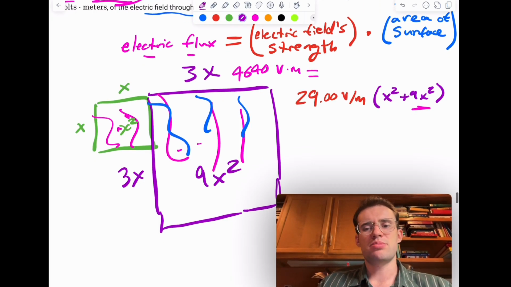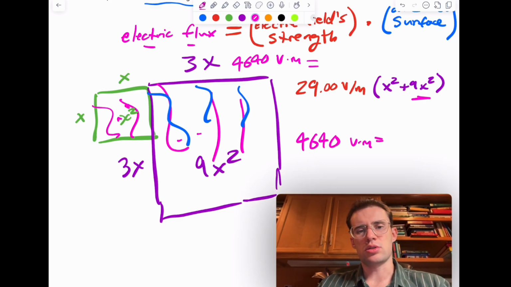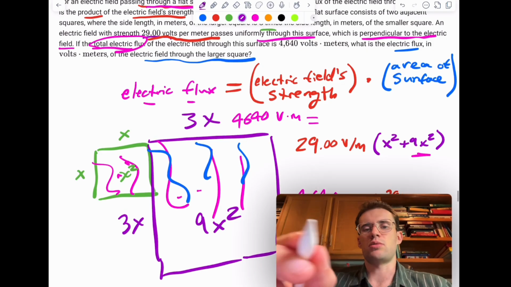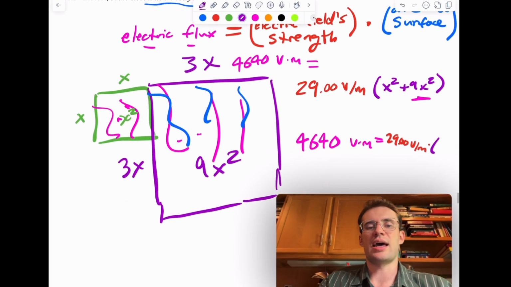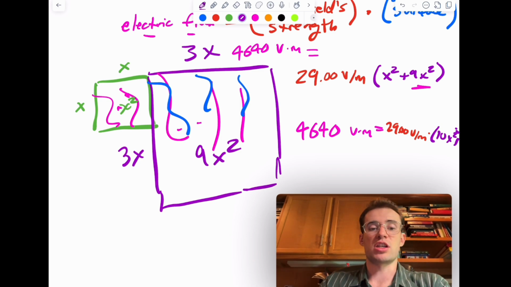So combined, it would be 4640 volt meters is equal to 29.00 volts per meter times x squared plus 9x squared. And again, they don't use x squared or x anywhere in this. I just assigned that for the length of the sides. I thought they were going to ask that. That'd be 10x squared. So you're ultimately multiplying this by 10 times the area of the small one.